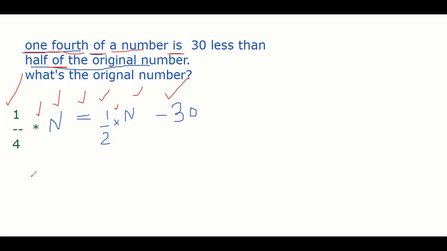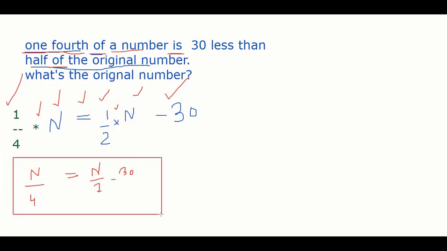What is 1 into n? 1 into n is n. So n by 4 equals 1 into n again n, by 2, minus 30. How we solve this equation is difficult, right, everybody? Maitreya, I'll tell you a very, very important thing. This is the equation.